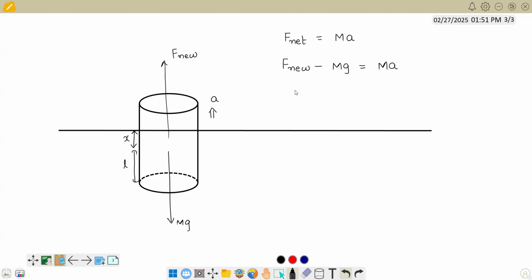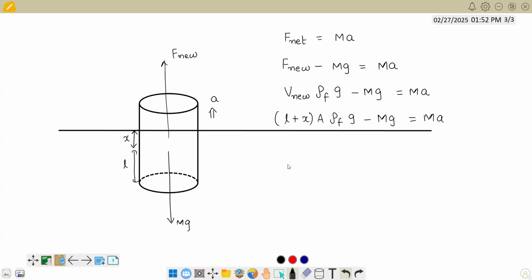The new force of buoyancy, I can simply write as the new volume inside into density of fluid into g, minus mg, is equal to ma. Now, what is the new volume that is inside? It is L plus x. This is the length into base area A into density of fluid into g, minus mg, is equal to ma.